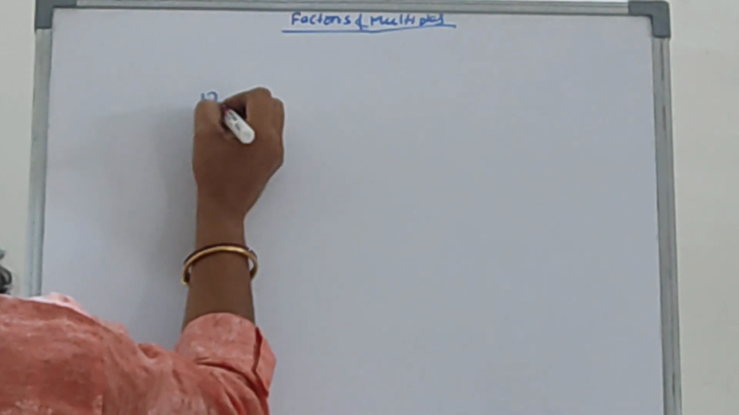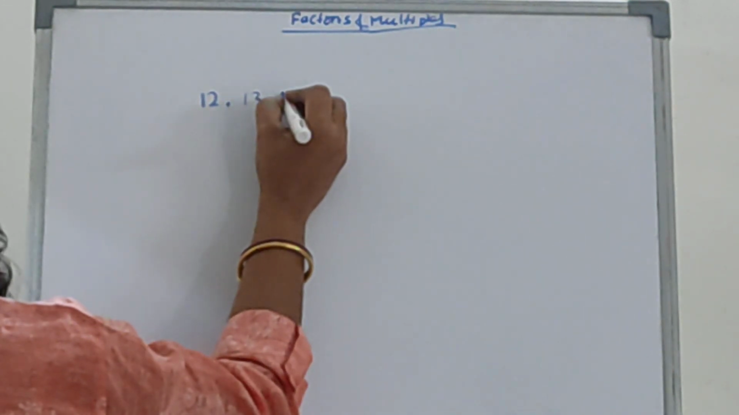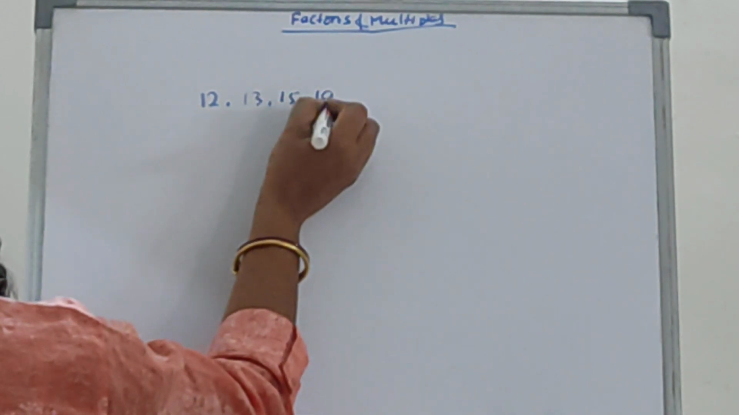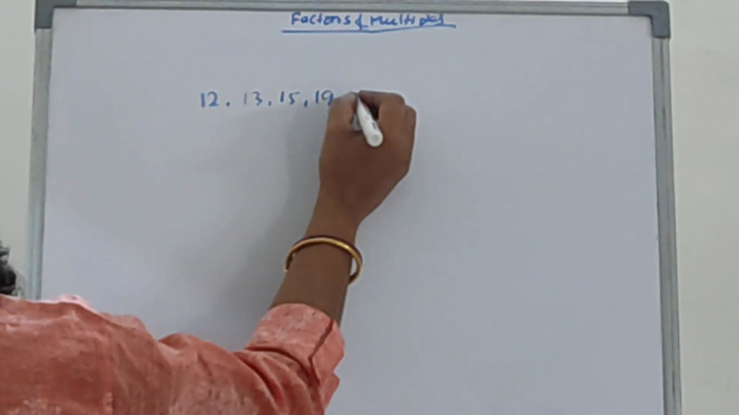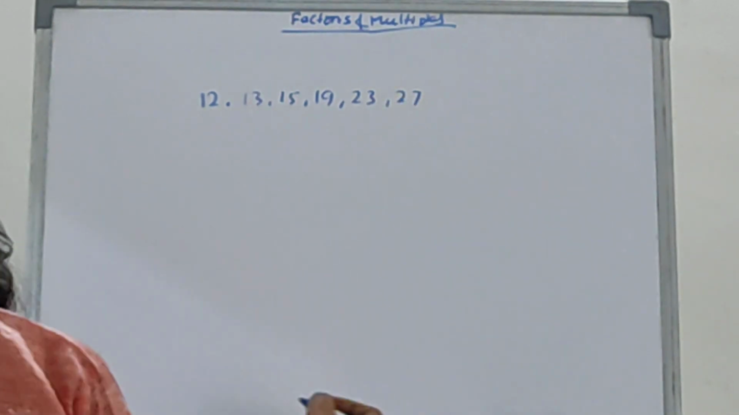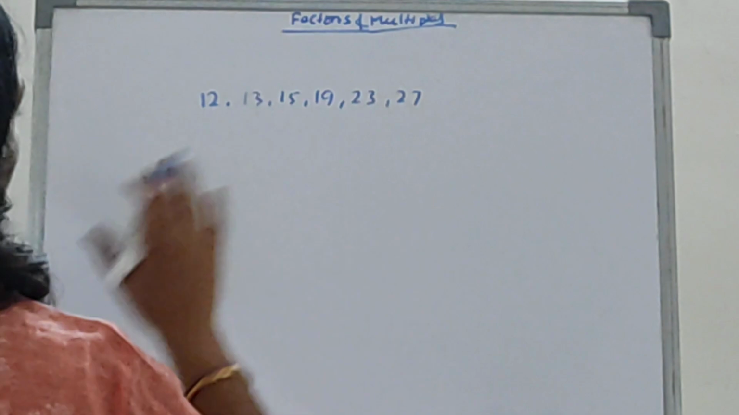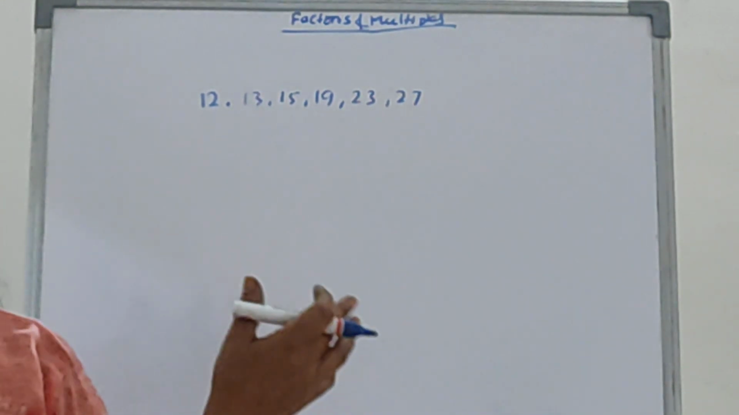So let's check whether you understood or not. We have 12, then 13, then 15, 19, and 23 or 27. Let's see whether these are prime numbers or composite numbers.